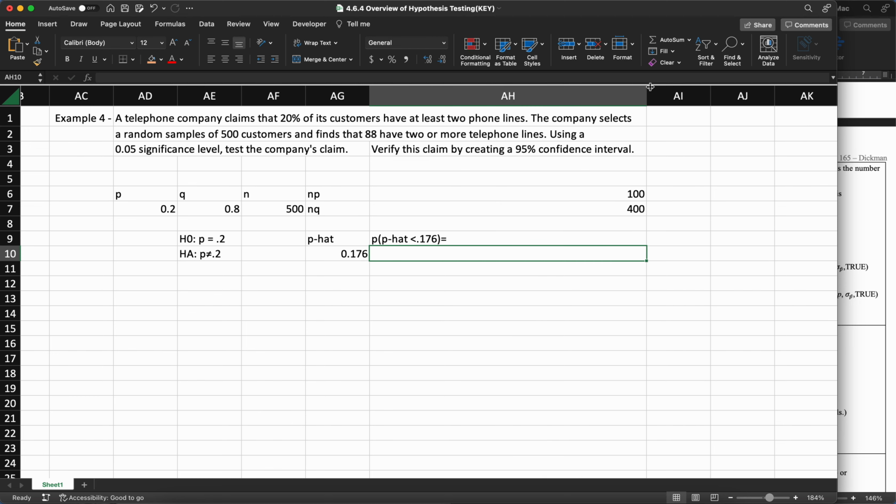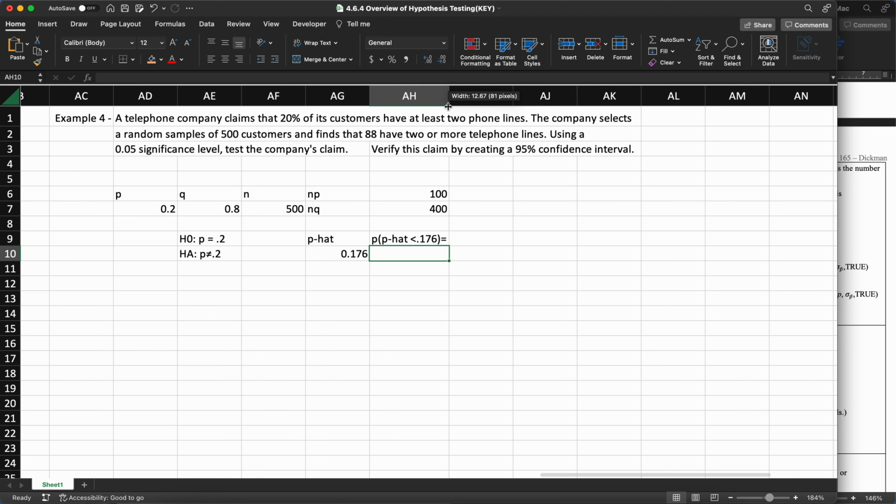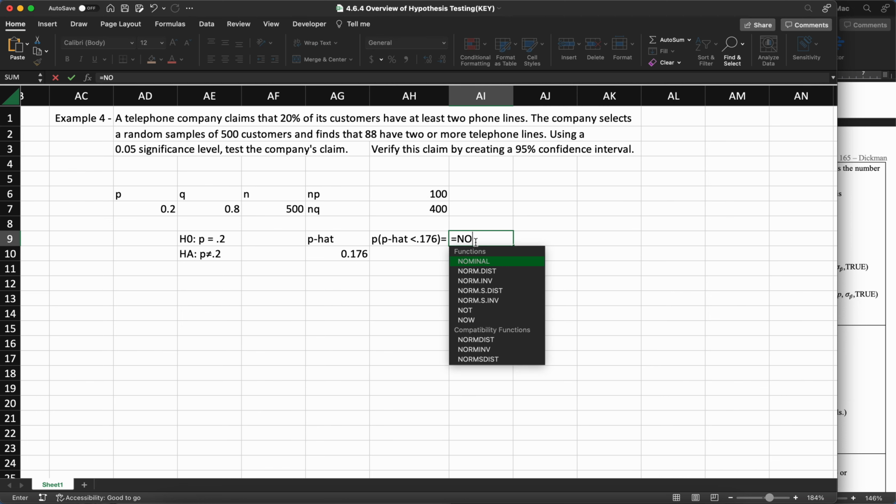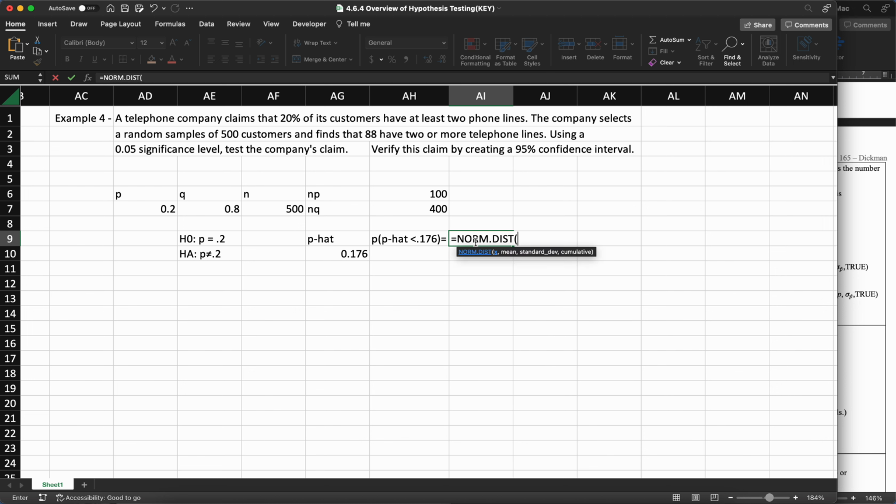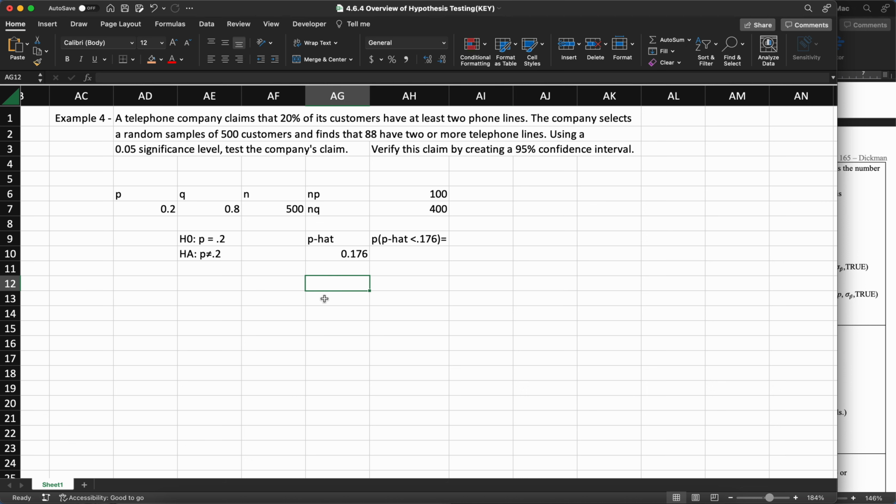And so what we're going to do is use the norm.dist function. I'm just wondering, what's the probability that this value could be less than this value, given a certain standard deviation? Do I have the standard deviation? I don't have it yet. I need to calculate that. Okay, so let's take a step back for a second. I don't have the standard deviation yet, or the standard error, so that's something I have to calculate.